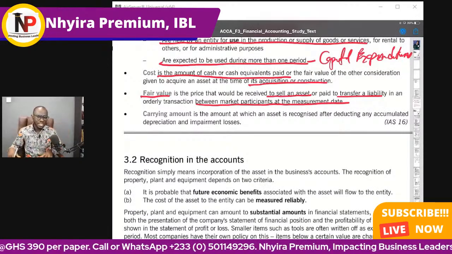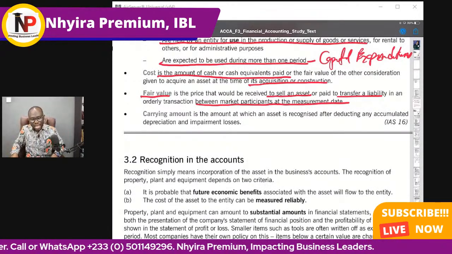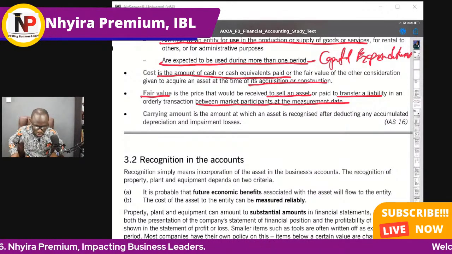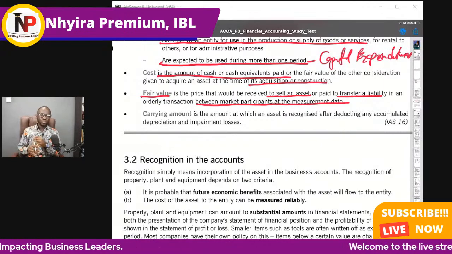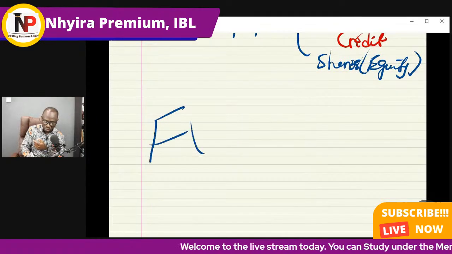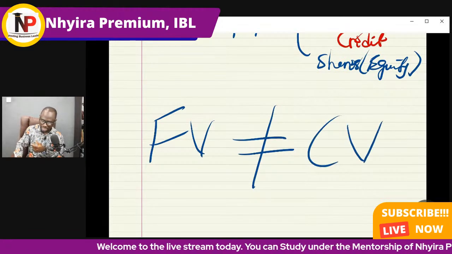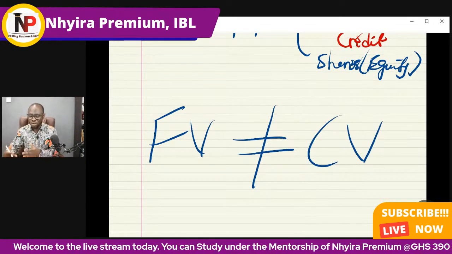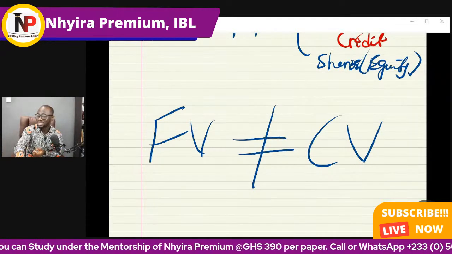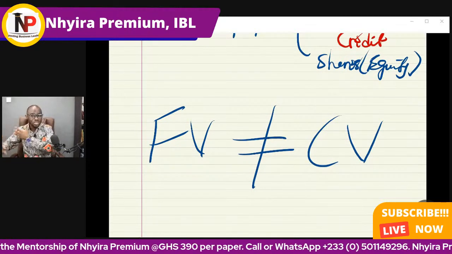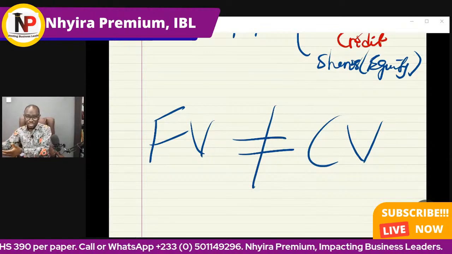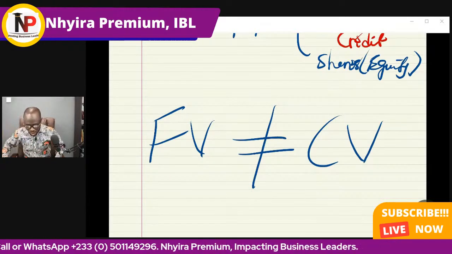Then another key thing that is going to be running around a lot is carrying amount. When we say fair value, it's not the same as the carrying amount or the carrying value. Please know that carrying amount and carrying value can be used interchangeably. When we say carrying amount of an asset, it's the same as the carrying value of an asset, all right?